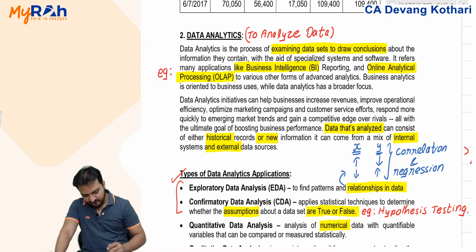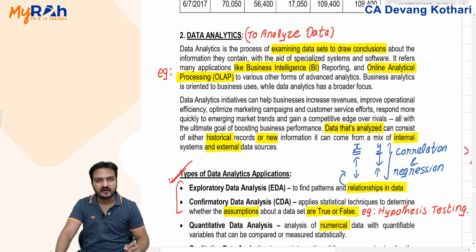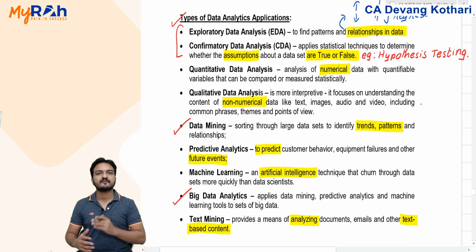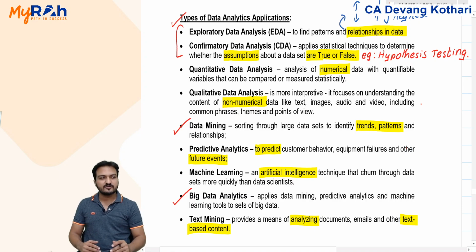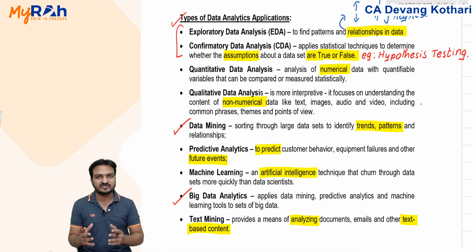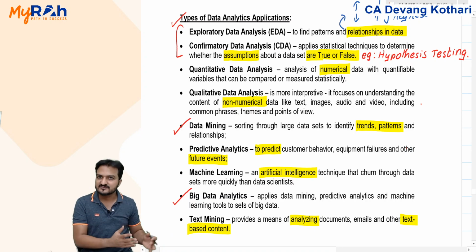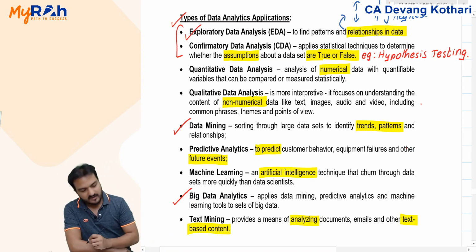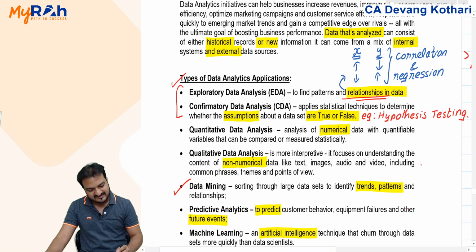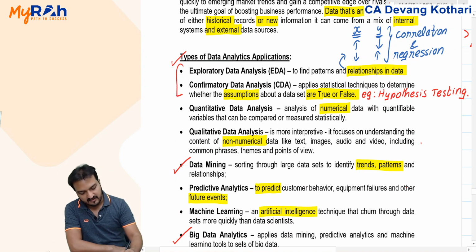And under that, we now learn types of data analytics applications. These are again different examples or types of software that perform data analytics. You need to remember names of all these applications and also the functions: what type of analysis this software does. Like, exploratory data analysis is to analyze relationships in data, relationships like between two variables x and y. Relationship analysis like correlation and regression can be done by exploratory data analysis software.